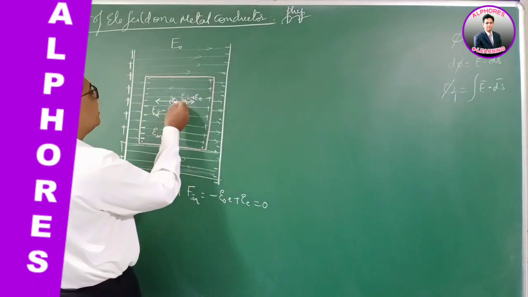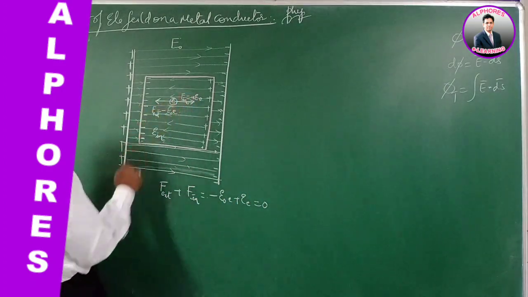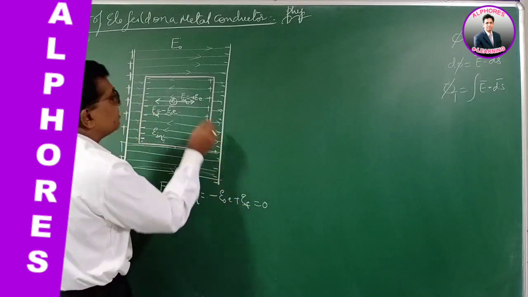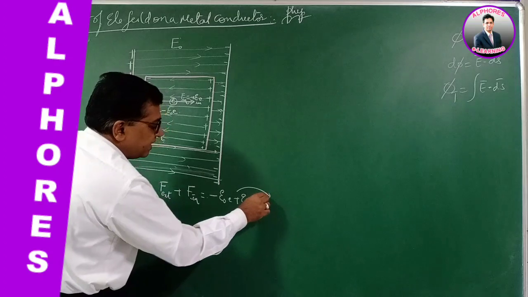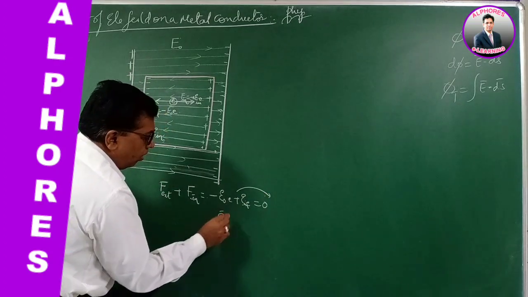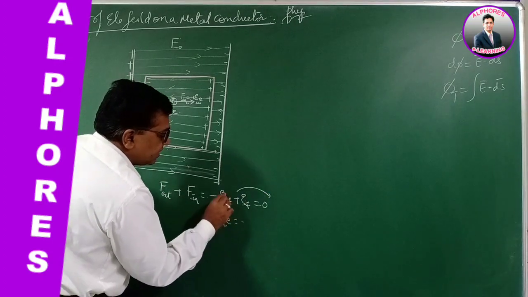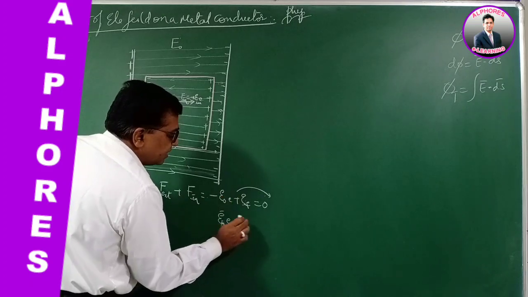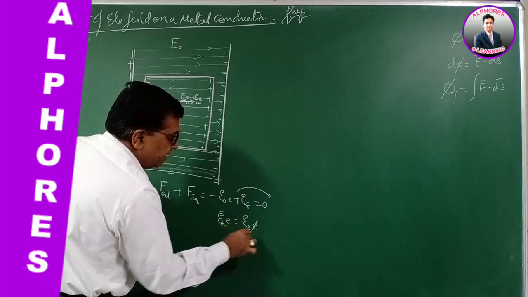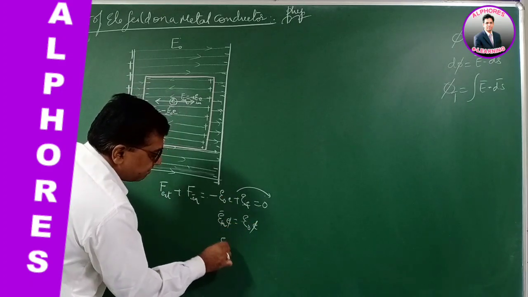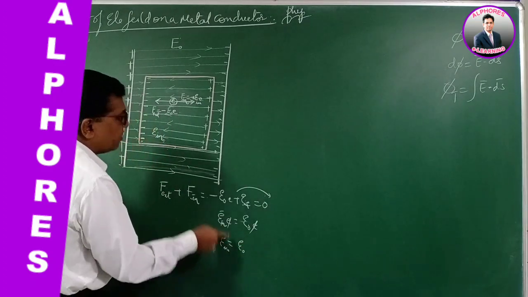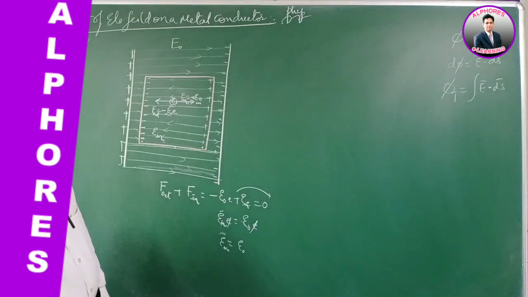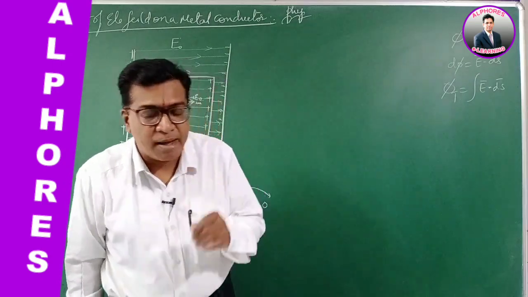So minus E naught e is in the opposite direction, and this is plus E induced e, where I call the induced electric field E induced. Therefore the net force is 0. Taking it to the other side, E induced into e is equal to E naught into e. So the induced electric field is equal to E naught. The magnitudes are equal, the direction is opposite. So inside the metal, what happens?